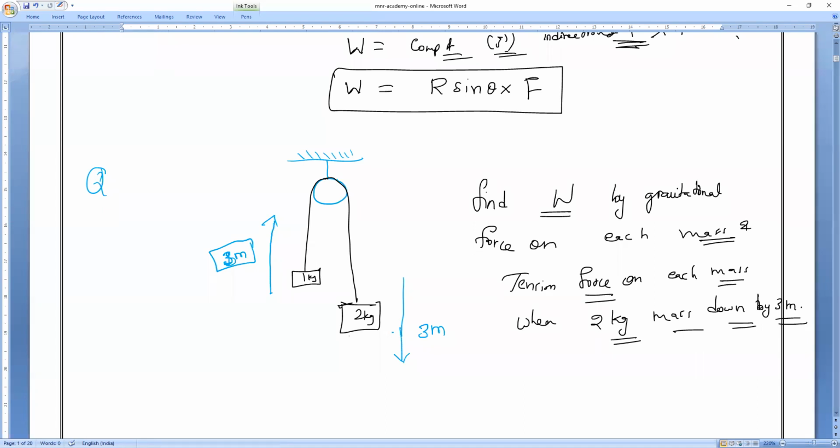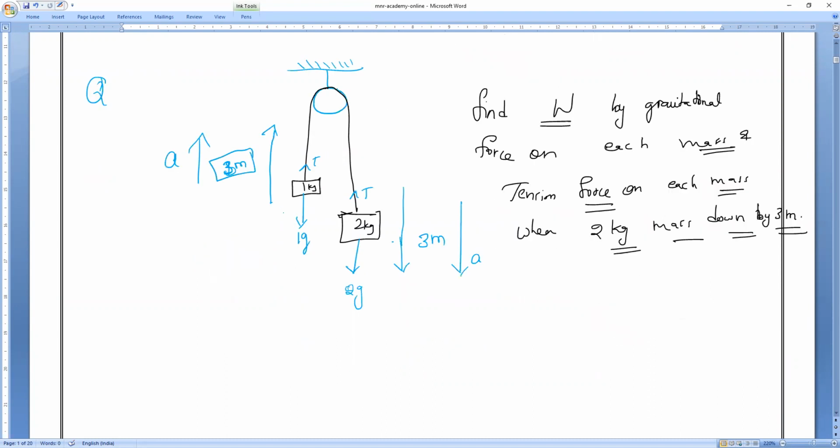Now, as this mass is coming downwards, redraw the diagram. What is the weight of the body acting downwards? Weight of the body downwards is 2g. Okay, clear, everybody? And tension is acting in the upward direction. So now, is the acceleration downwards or upwards? Downwards. And here tension is acting on the same string, same tension. And here acceleration is what? Upwards or downwards? Upwards. Clear? Upward.